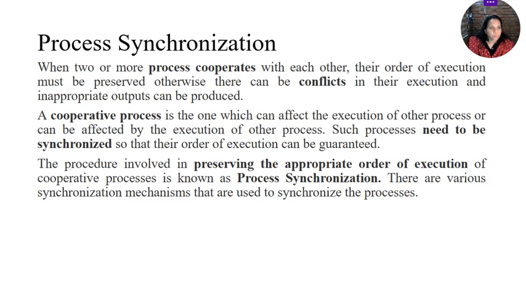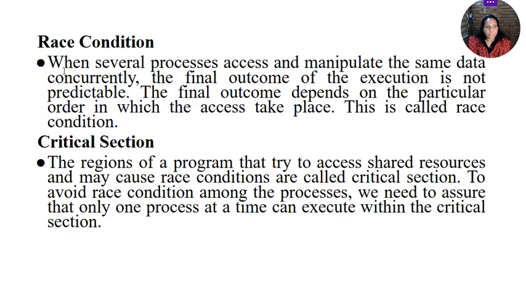So the next topic is race condition and critical sections. When several processes access and manipulate the same data concurrently, the final outcome of the execution is not predictable. The final outcome depends on the particular order in which the access takes place. This is called a race condition. So the two terms that we commonly use in process synchronization are race condition and critical section.